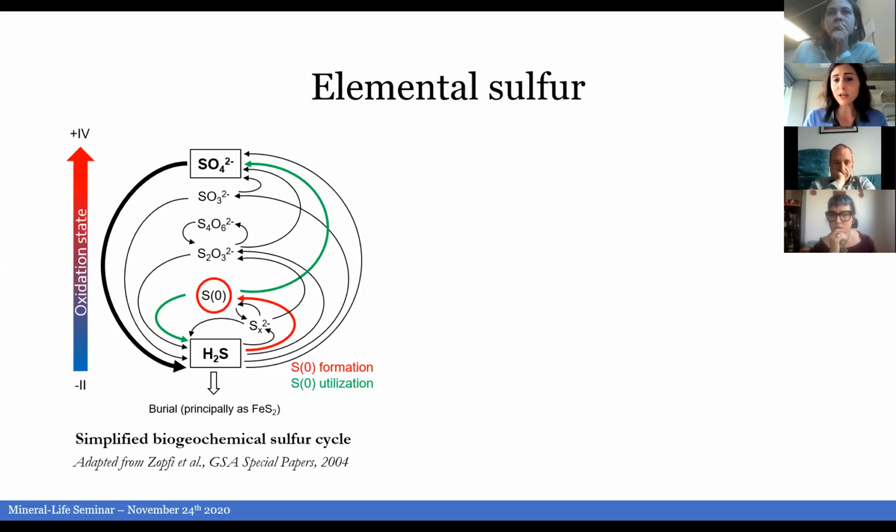And it's actually used as an energy source by a wide diversity of organisms that can gain energy from its oxidation or its reduction or its disproportionation. So it's a food source for a lot of different microbes in this cycle. So it has a very central and important ecological role in the sulfur cycle.